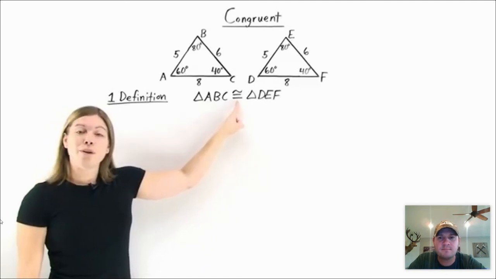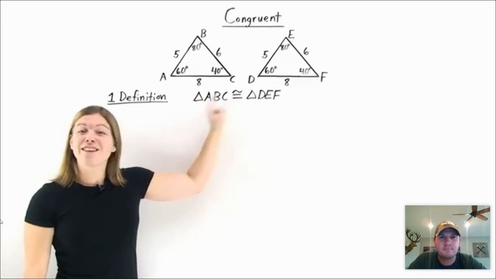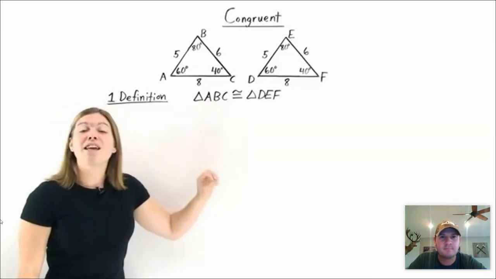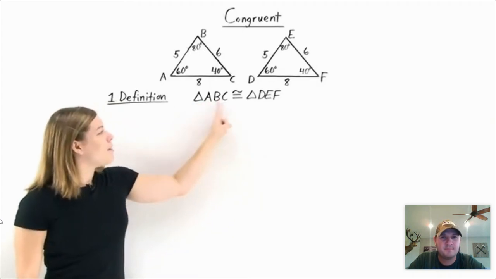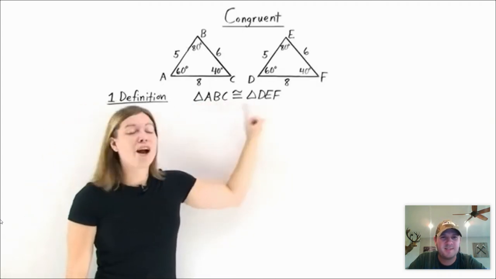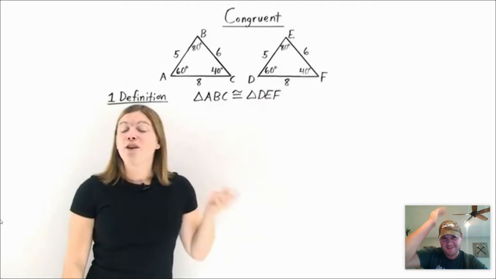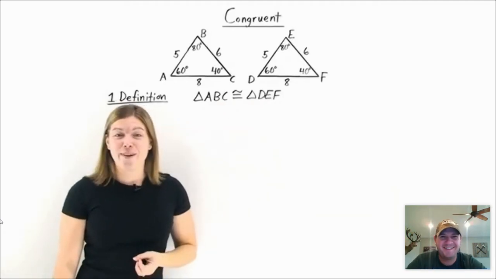This symbol in the middle, the equal sign with the little squiggly line over it, means congruent to. So this reads, triangle ABC is congruent to triangle DEF. That means that they're the same size and shape.